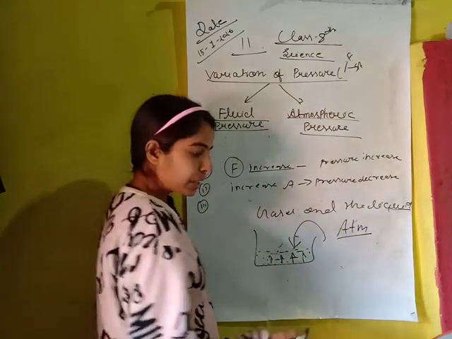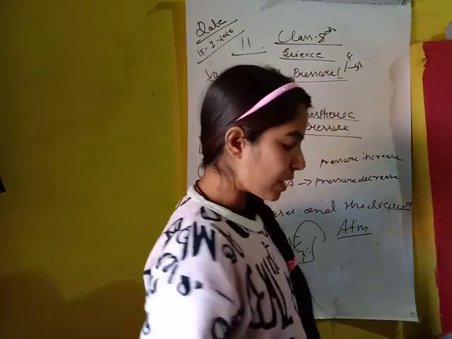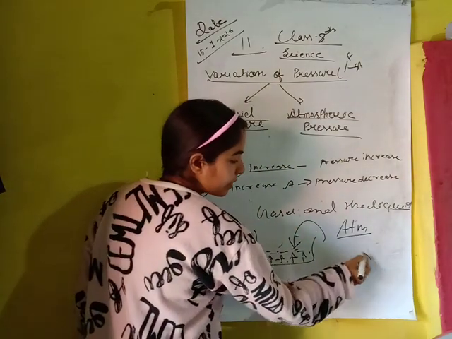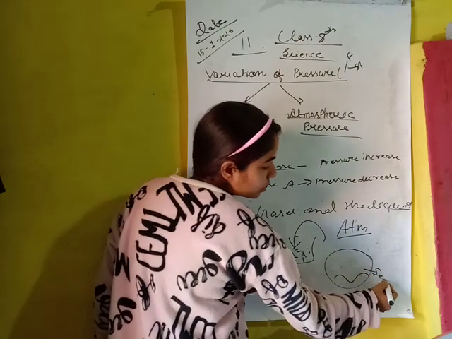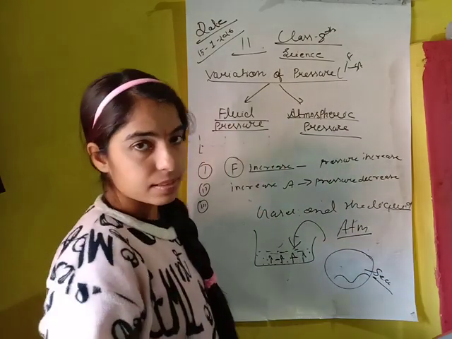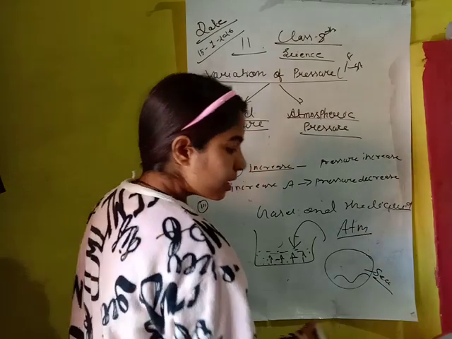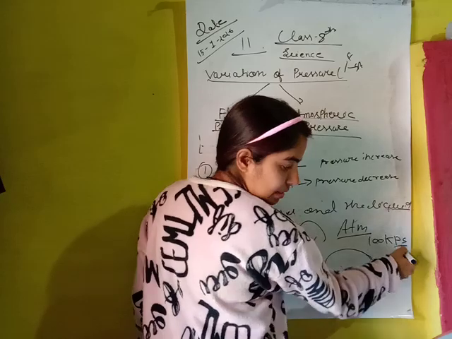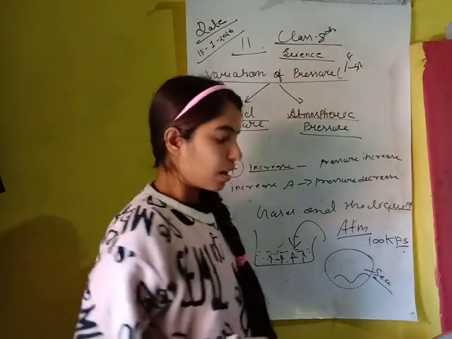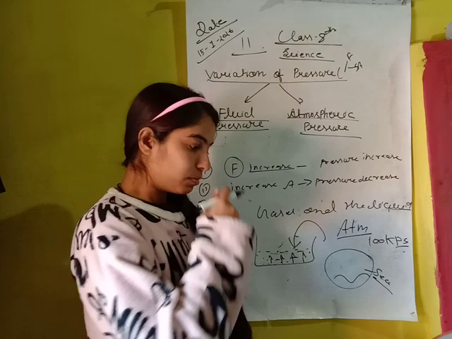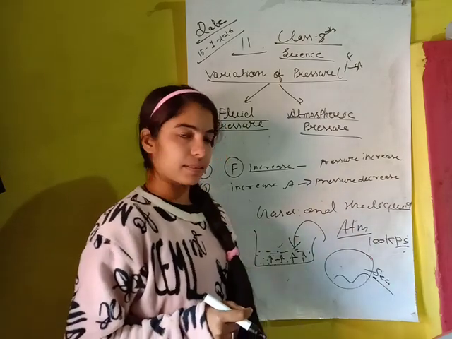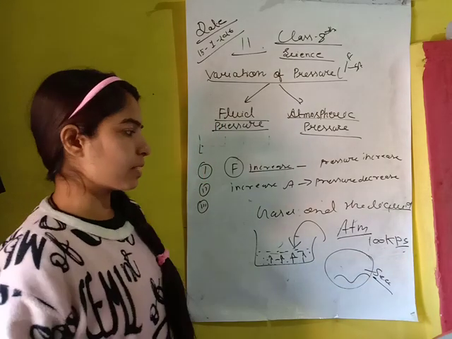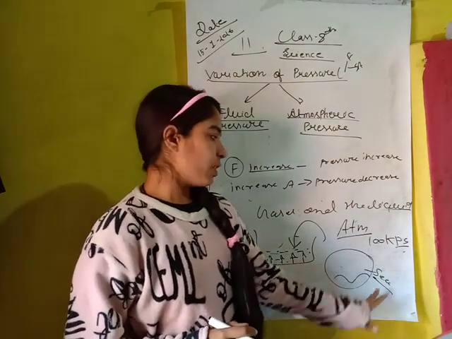Clear? And here is one thing you have to know: the atmospheric pressure at the earth's surface at sea level. So what is the atmospheric pressure at sea level on earth? It is 100 kilopascal. We can say it is 100,000 pascal. Okay, so this is the atmospheric pressure.